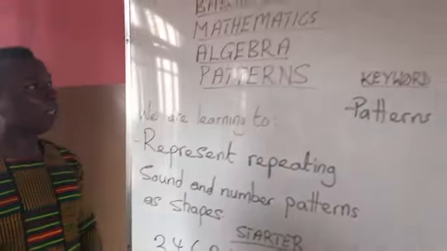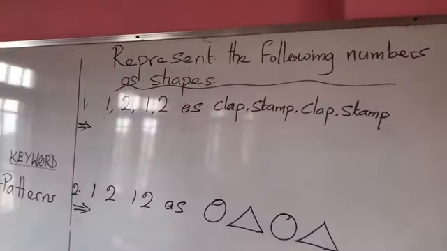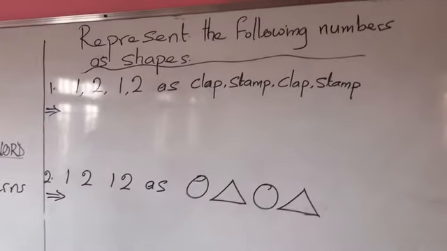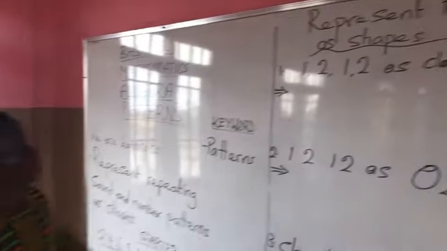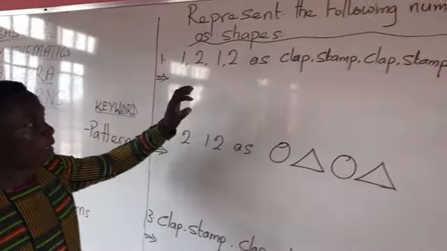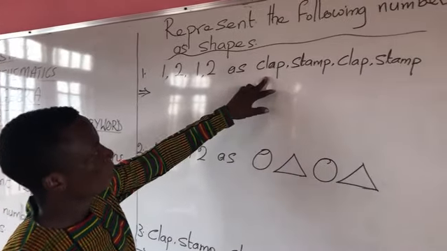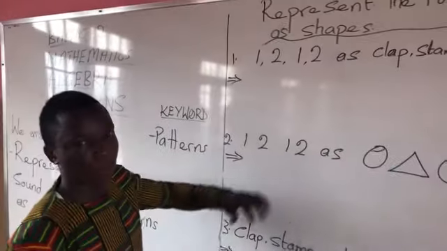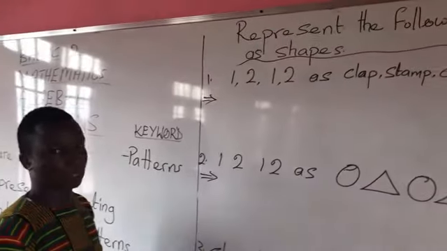Alright, let's quickly go to today's task. Represent the following numbers as shapes. We are given 1, 2, 1, 2 to be represented as clap, stand, clap, stand. The first thing you have to do is write this 1, 2, 1, 2 down first. Look at how I'm going to write it.